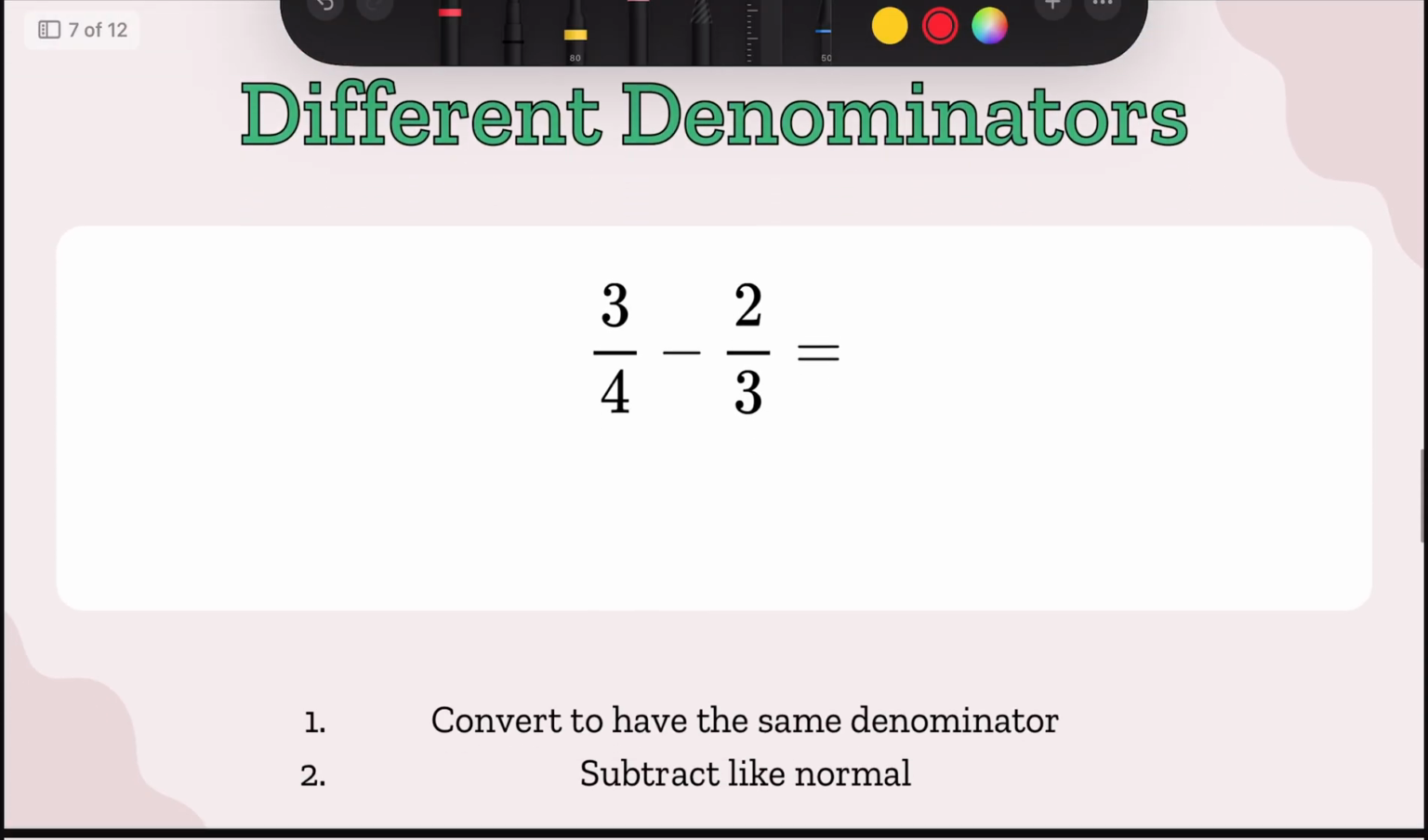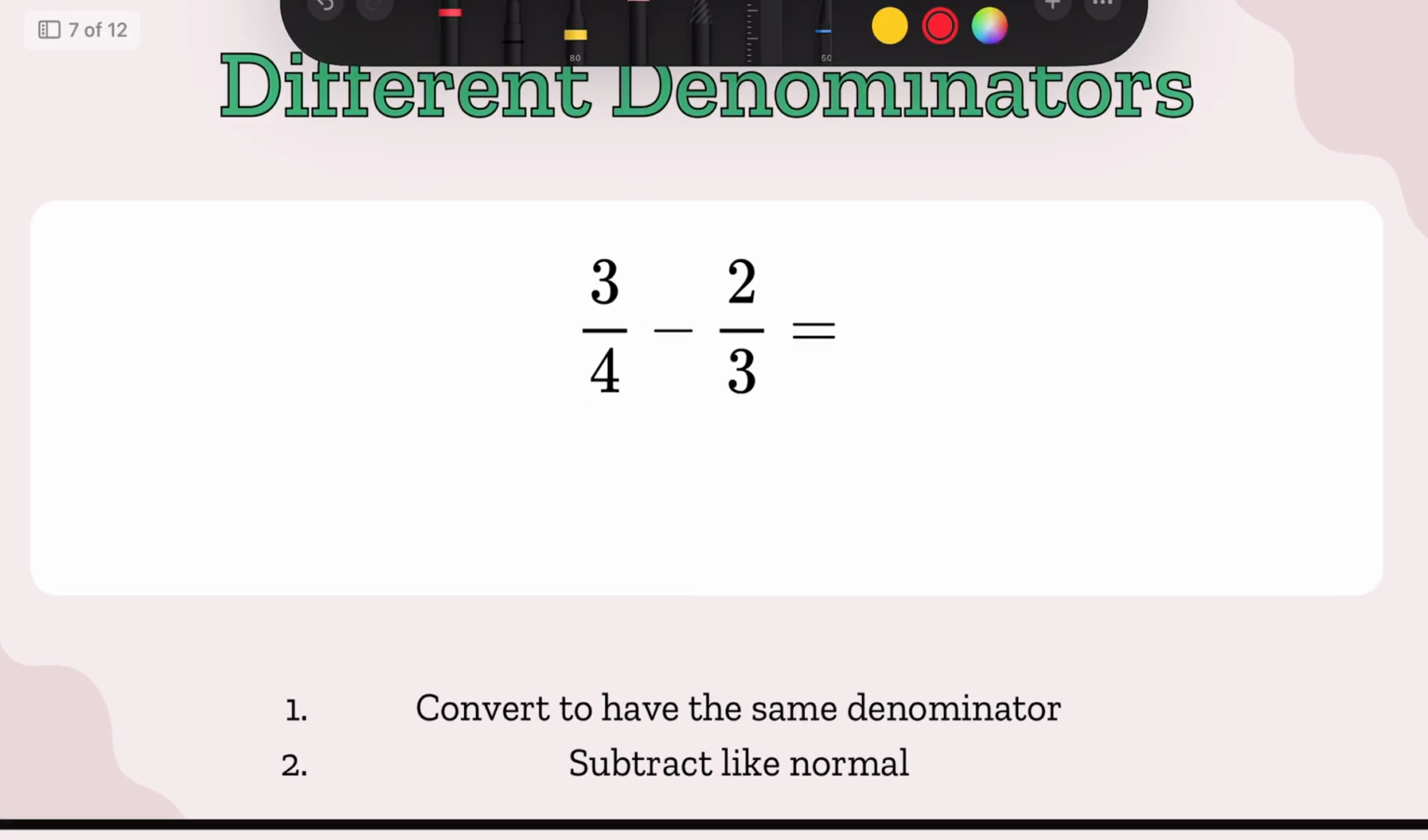So now let's do another example. Let's find our multiples of 4. 1 times 4 equals 4. 2 times 4 equals 8. 3 times 4 equals 12. And 4 times 4 equals 16. Now let's do it of 3.